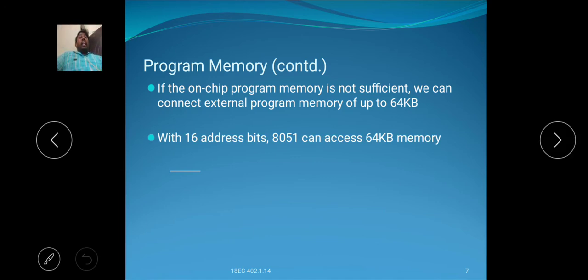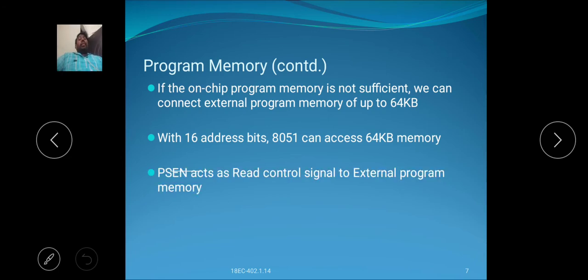With 16 address bits, the 8051 can access 64 kilobytes of memory. The program store enable acts as the read control signal to the external program memory.